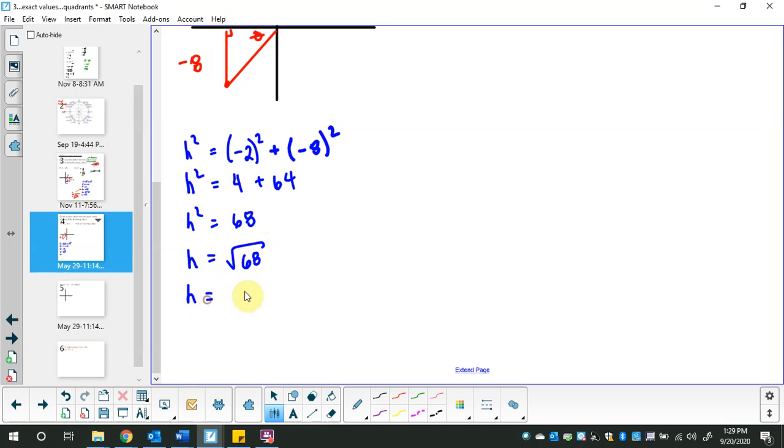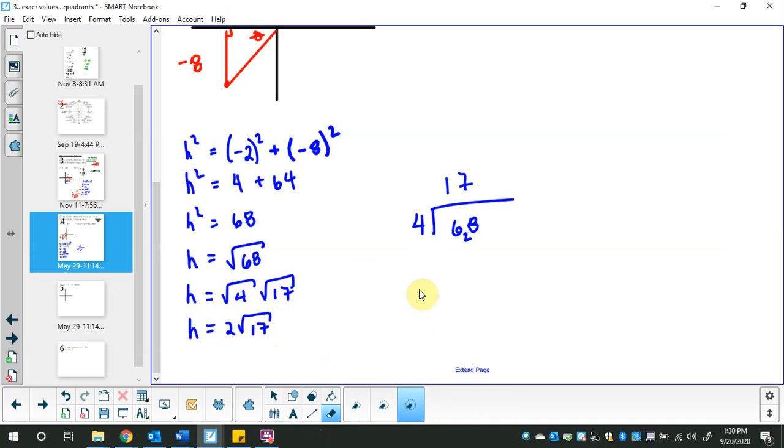Okay, so is root 68 reducible? Does 4 go in? Back to that long division. Yes, it does. 4 under a root times 17 under a root is 2 root 17. Pretty ugly. I probably shouldn't be that mean to numbers, but oh well.